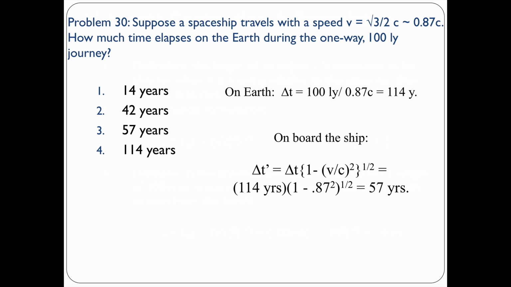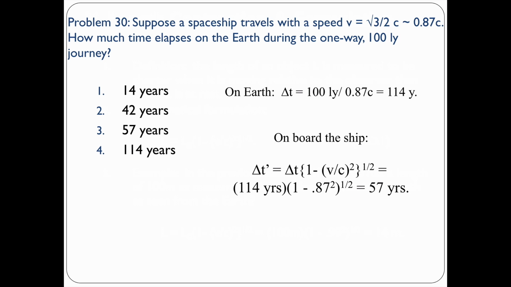Suppose a spaceship travels with the speed v of square root 3 over 2 c, or 0.87c. How much time elapses on the Earth during a one-way 100 light-year journey? Well, this is kind of a tricky question, or maybe not. On the Earth, it's just 100 light years divided by the speed, or 114 years. On board the ship, though, you have time dilation as measured by someone on the Earth, right? We can compare this to somebody on the ship.